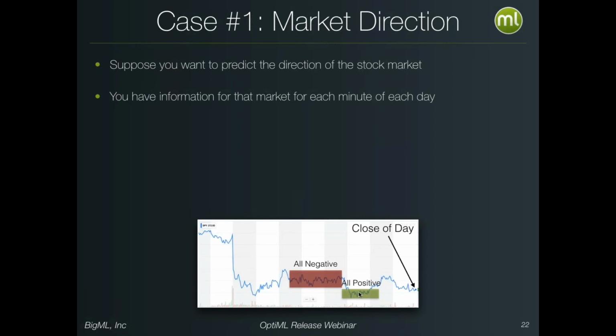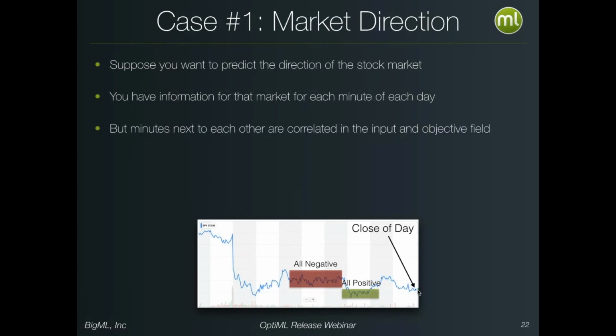And then the positive points are going to be, for example, this block of points down here that are lower than the close of the day. So if you bought the stock here, the close of the day is lower, you're going to make money on that buy. Let's say you have information for this market that you're trying to predict for each minute of the day. So for each minute, you have a separate instance in your data.